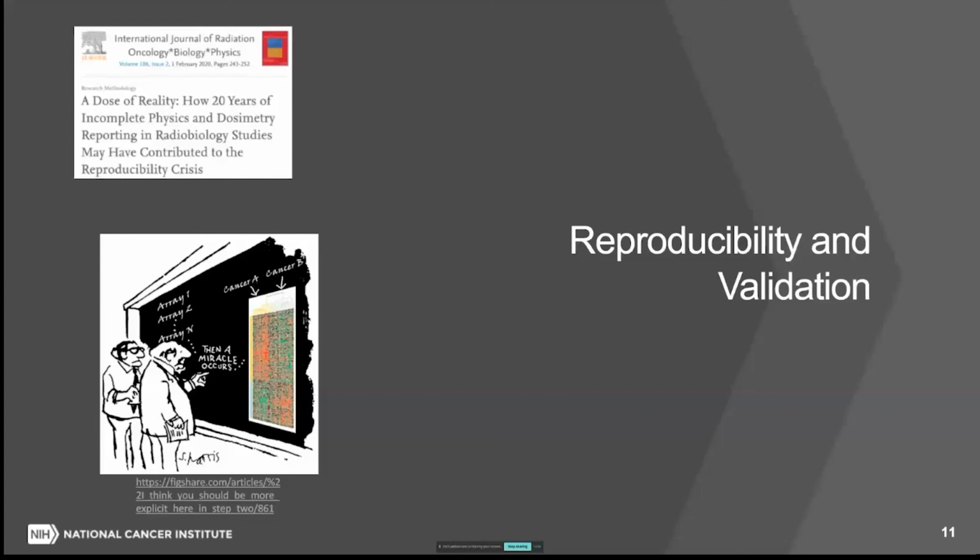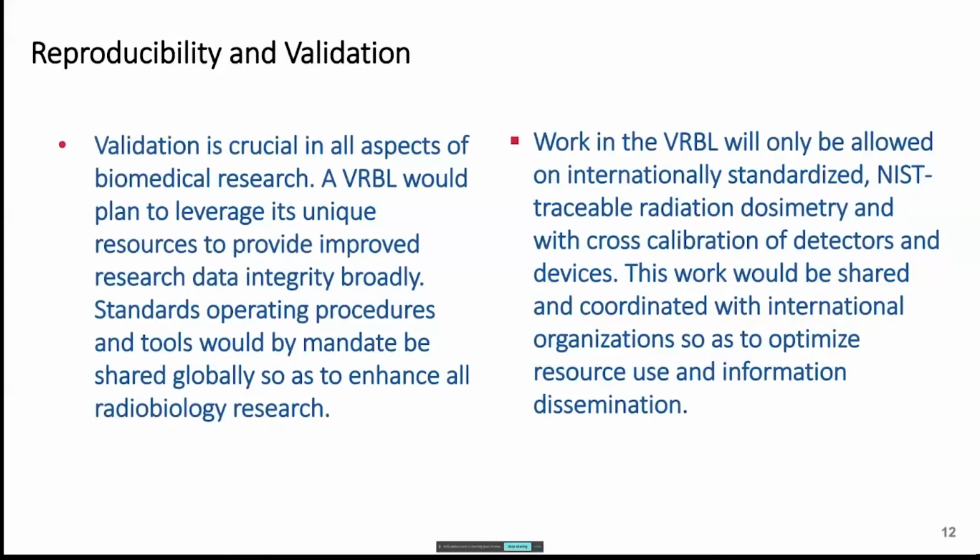If you go to a journal today and you try to do that today, the estimate is it's only likely to happen maybe 20 to 30% of the time. And that's a real issue. Science is about sharing how you do things, not just about the result, but the process. So validation is crucial in all aspects of biomedical research.